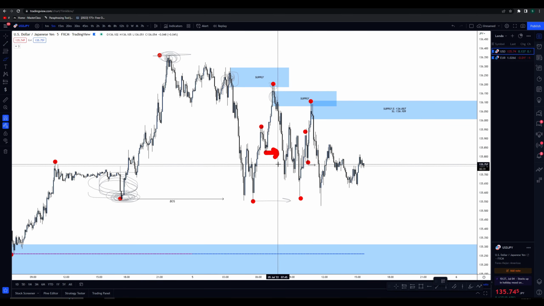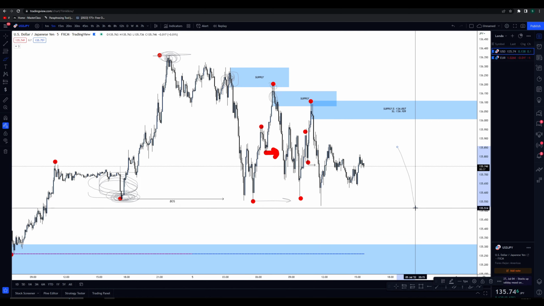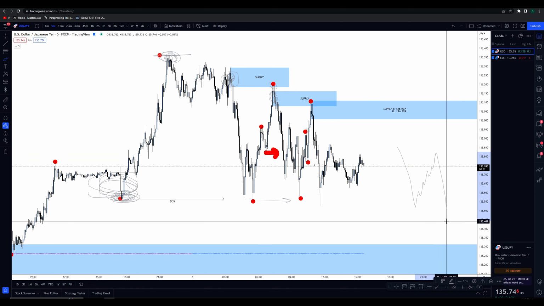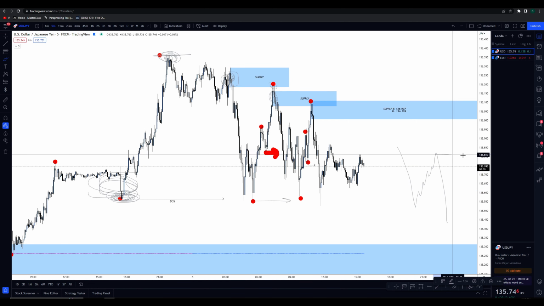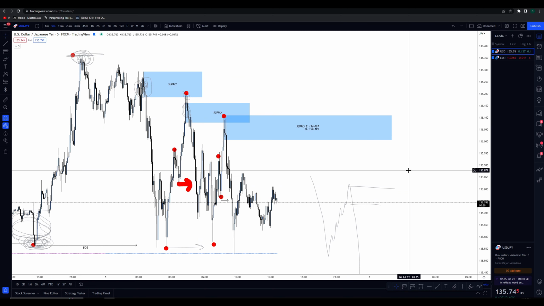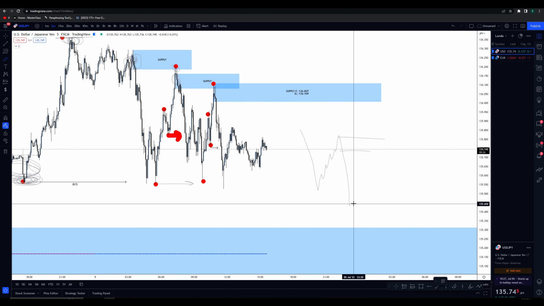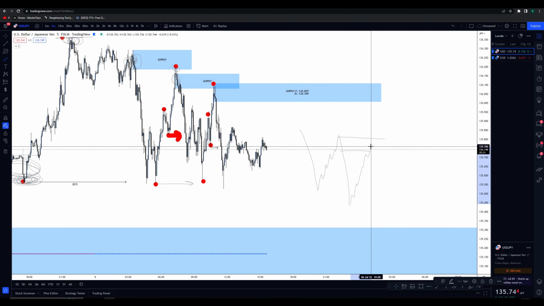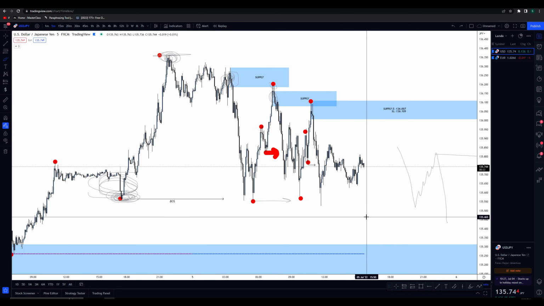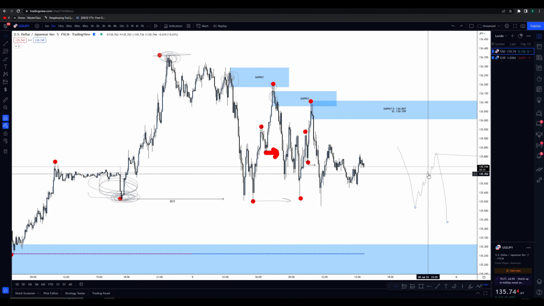So now notice the pattern. It's basically we create an impulsive move down, microstructure is bullish, we come back, we mitigate, and then we go down once again. And then the same thing happens. There's another order block that resides right here. Microstructure has to be bullish for a bit. And then once we reach that supply zone, the market bleeds. So in this case, that's what I'm anticipating right over here.